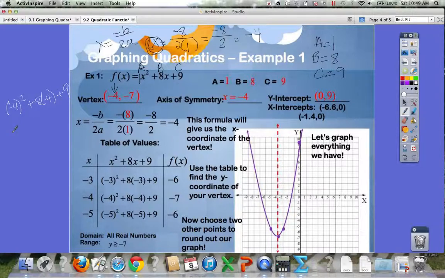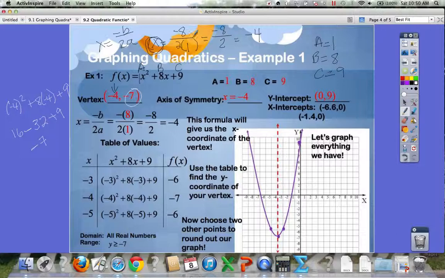That's going to be negative 4 squared is 16 plus, whoops, let's not do plus. All right, 16 minus 32 plus 9. And remember, order of operations says you have to go left to right in order. So 16 minus 32 plus 9, if you put all that in your calculator, will give you negative 7. And that's where the y-coordinate comes from.